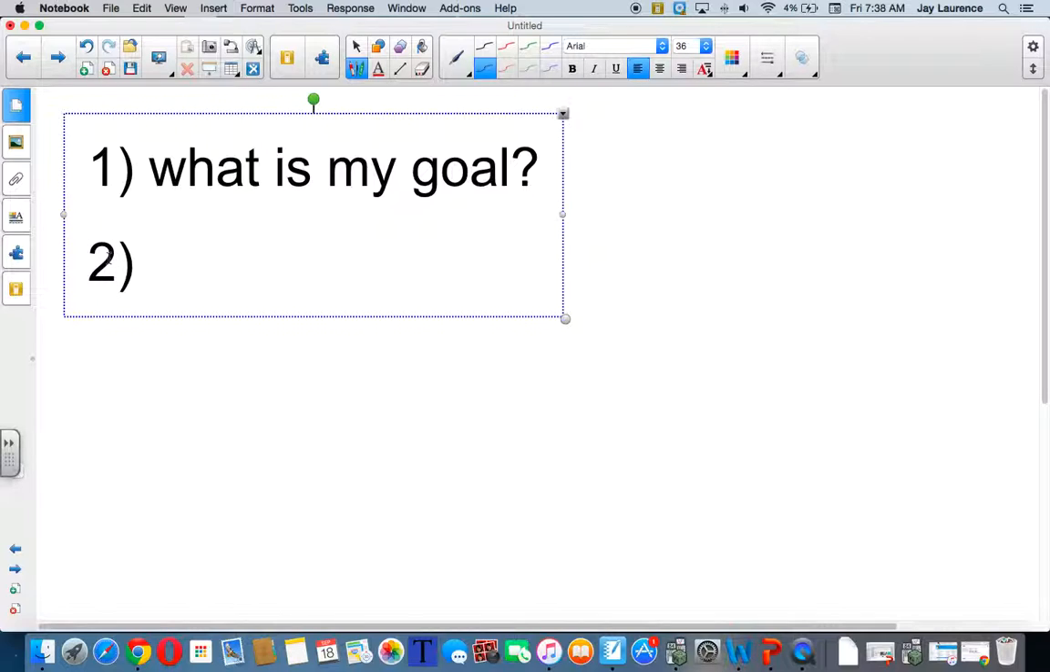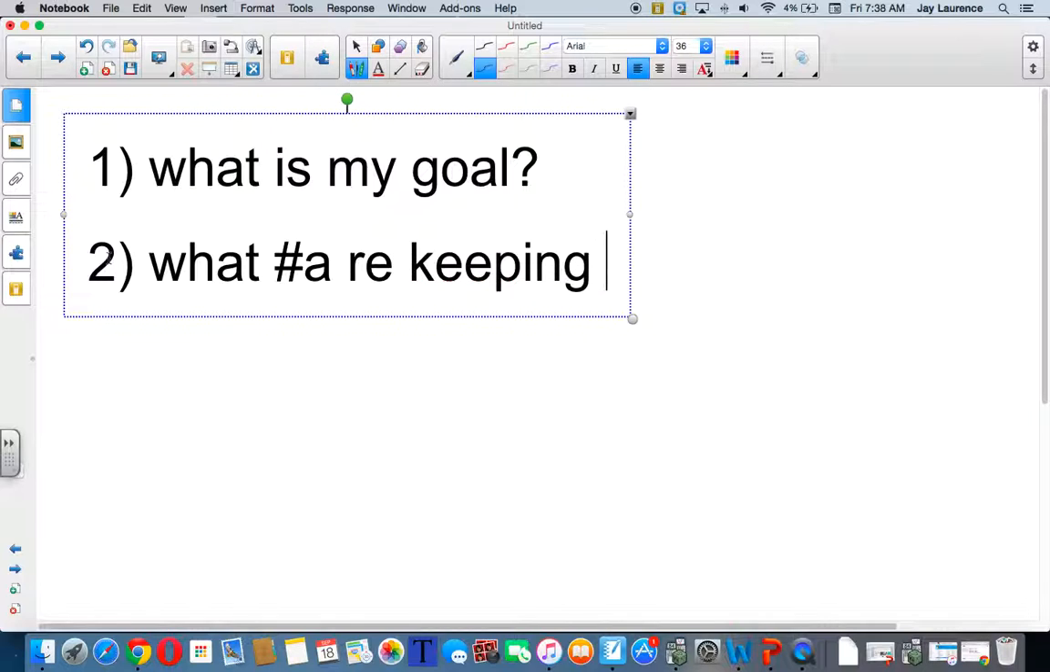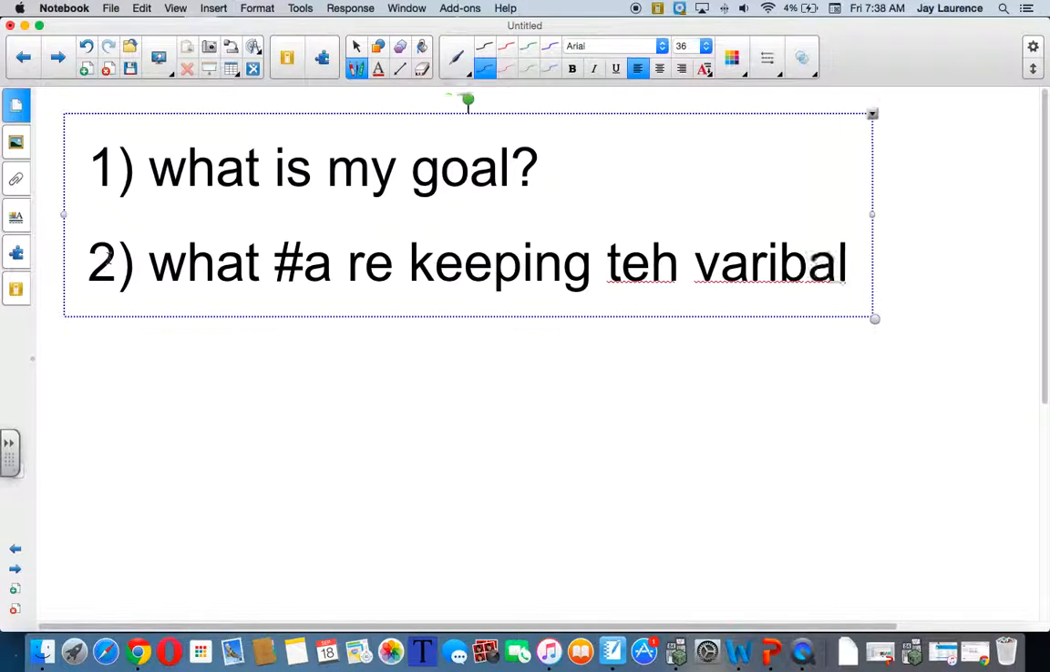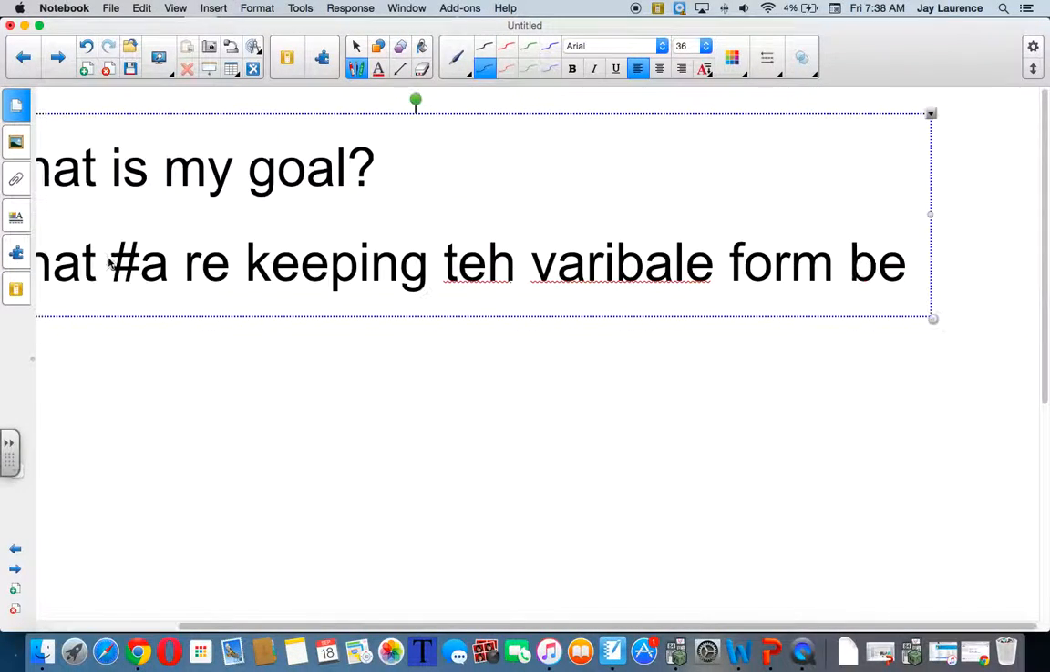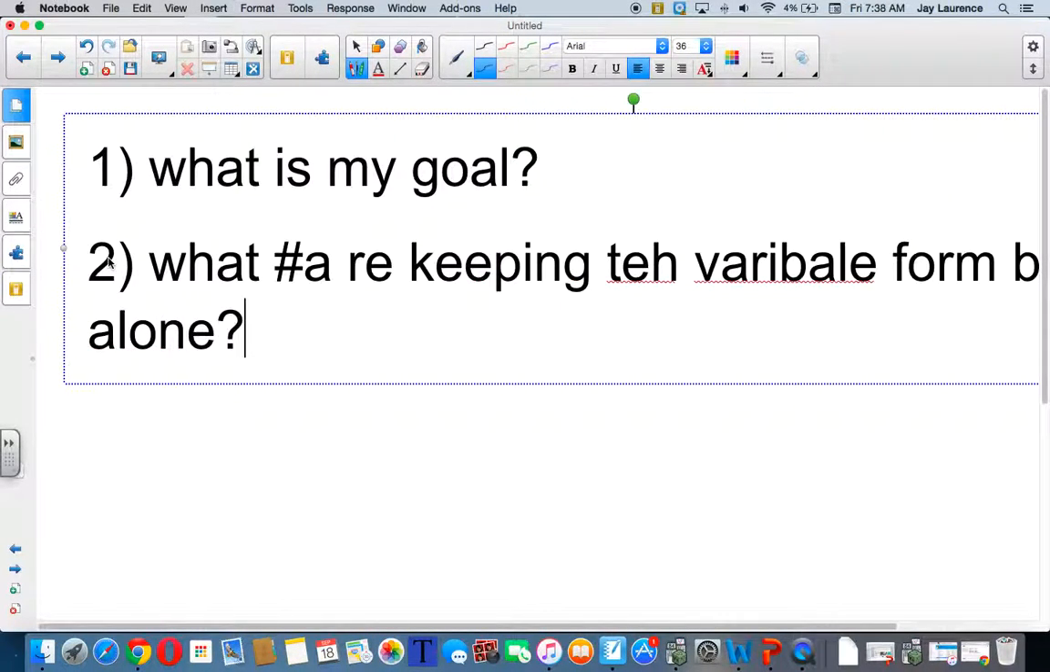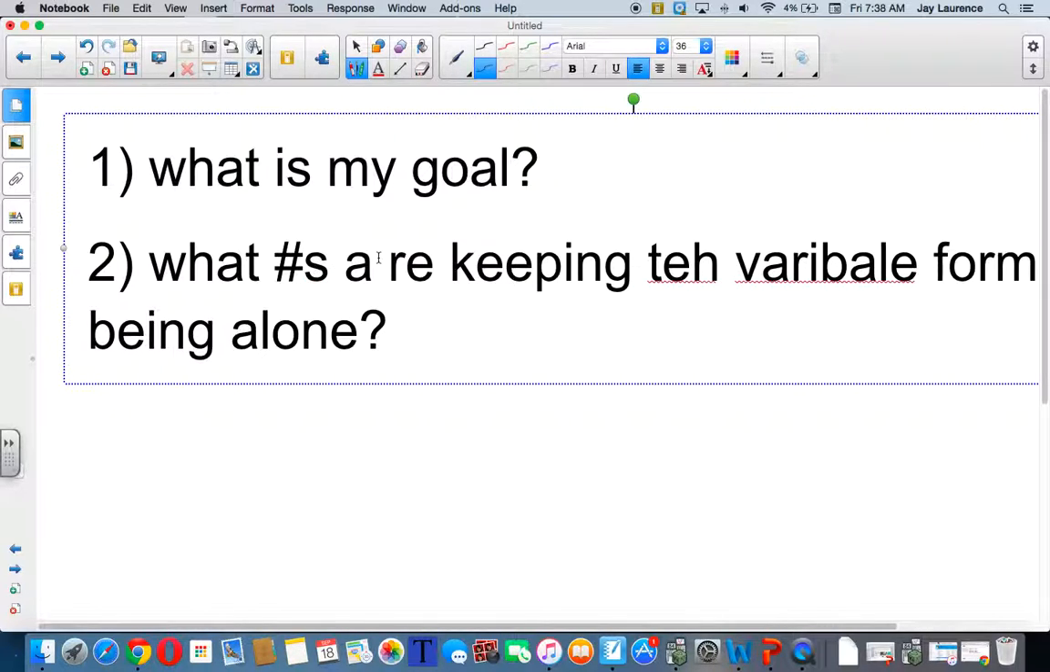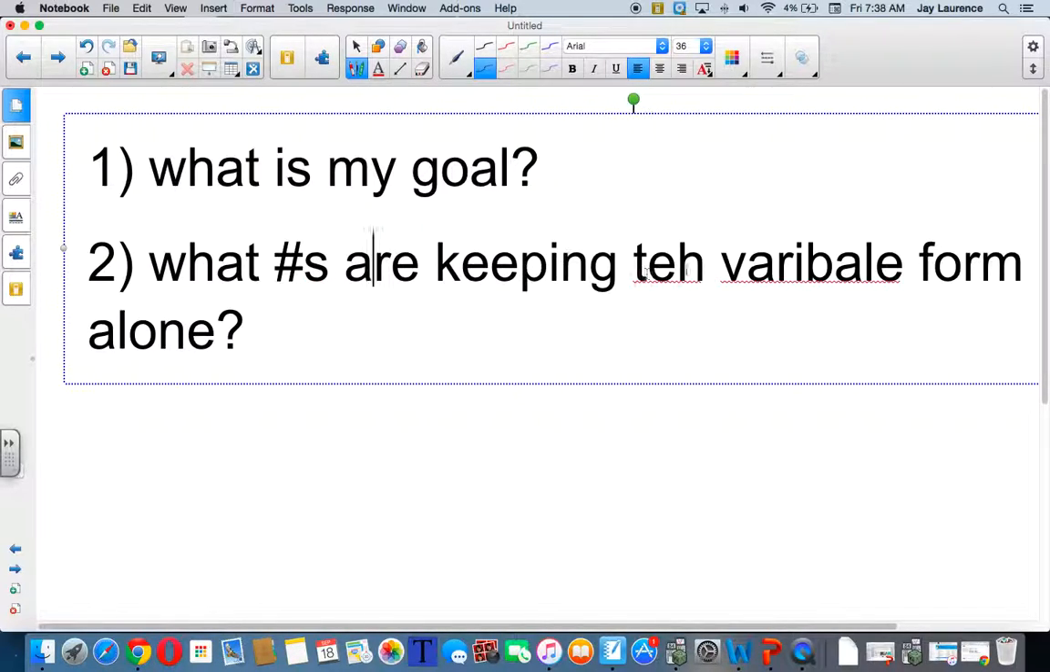All right, 2: what numbers are keeping the variable from being alone? What numbers? I'm just full of typos in here, sorry about that. Keeping the variable from being alone.